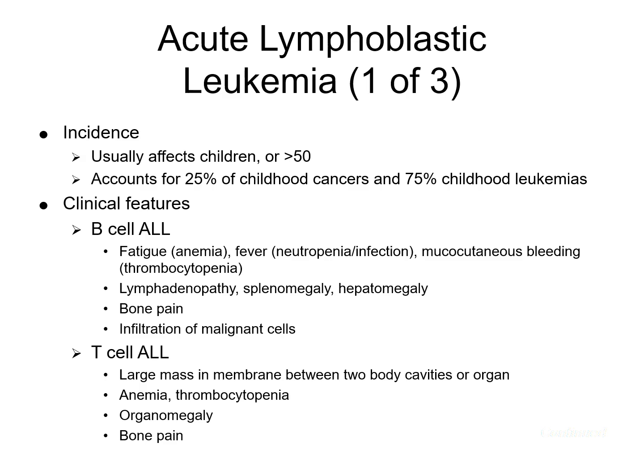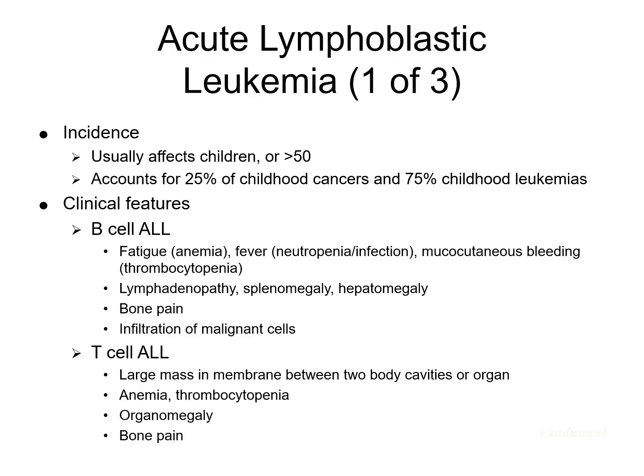The first one we're going to talk about is acute lymphoblastic leukemia, or ALL. The incidence of ALL usually affects children or adults over 50 years of age. This accounts for approximately 25% of childhood cancers and represents about 75% of childhood leukemias.